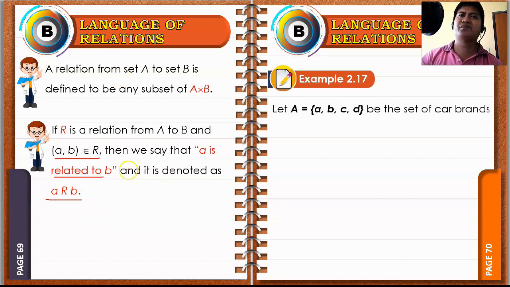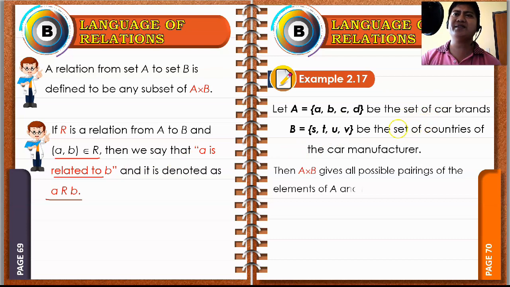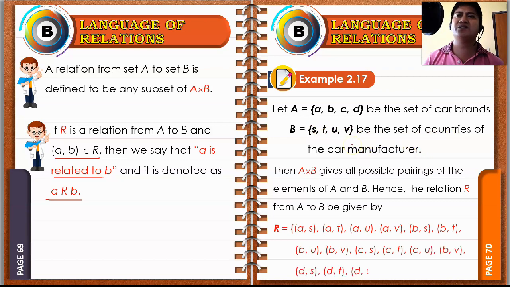So for example, let A, we have {a, b, c, d}, be the set of car brands, and B, {s, t, u, v}, be the set of countries of the car manufacturer. Then A cross B gives all possible pairings of elements of A and B. Hence, the relation R from A to B is given by this. A cross B, we have (a, s), (a, t), (a, u), (a, v), (b, s), (b, t), (b, u), (b, v), and so on. So R consists of 4 times 4, a total of 16 ordered pairs for our set R.